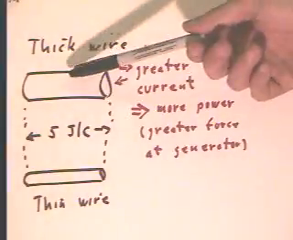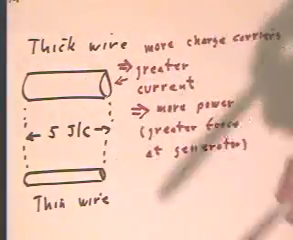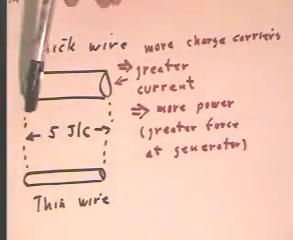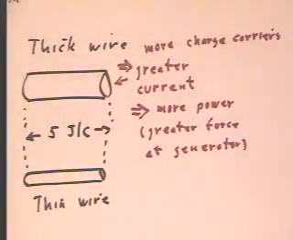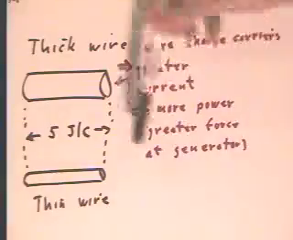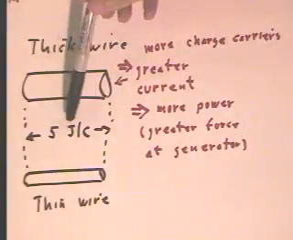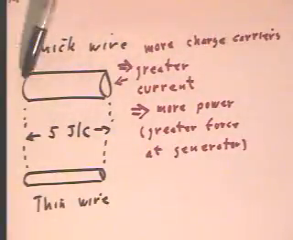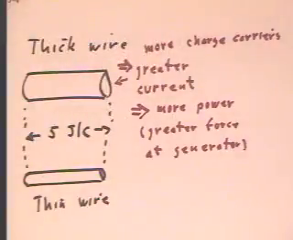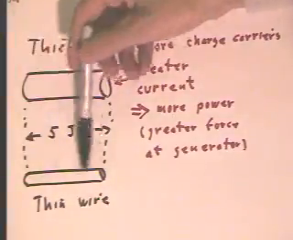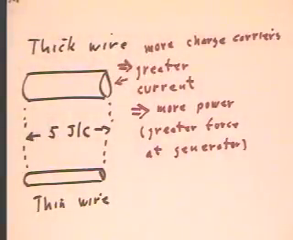Now, if we have a thick wire and a thin wire, both of them we're cranking at a rate that gives us a 5 joule per coulomb or a 5 volt potential difference from one end of the wire to another. And let's assume equal lengths of wire also, because the length of the wire enters into this whole thing.